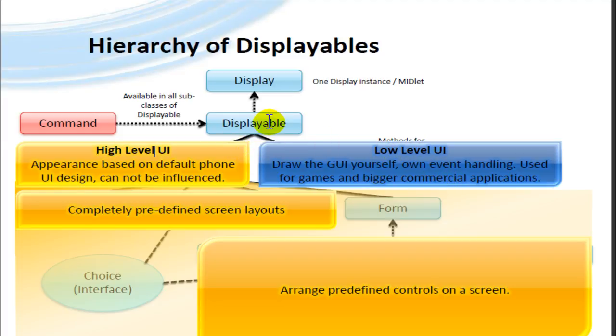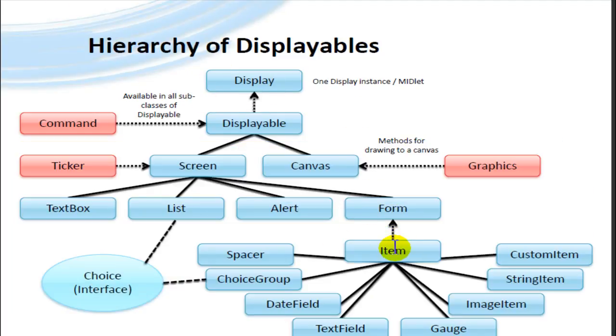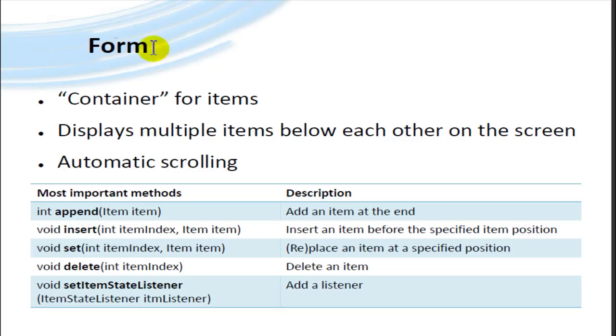Okay. Then I said in a display class we have a form, and the form has many items inside. So we can arrange a lot of things on a screen. Like we have item, then we have spacer, choice group, date field, text field, gauge, image item, string item, custom item. These we need to implement one on one to build a robust UI. Is that clear?